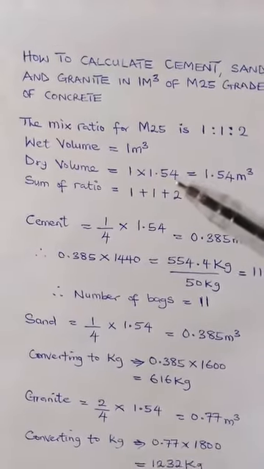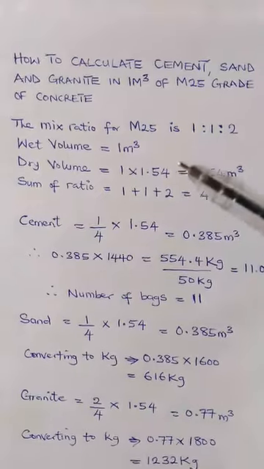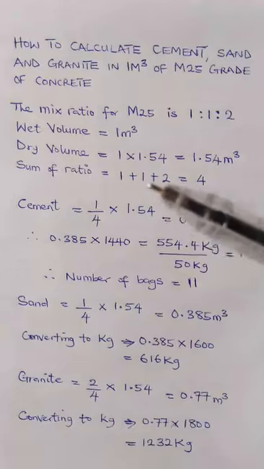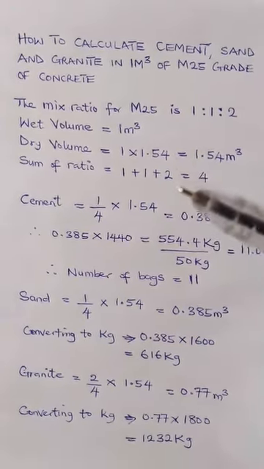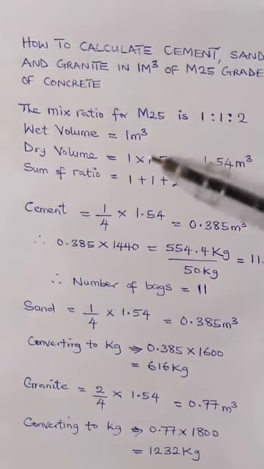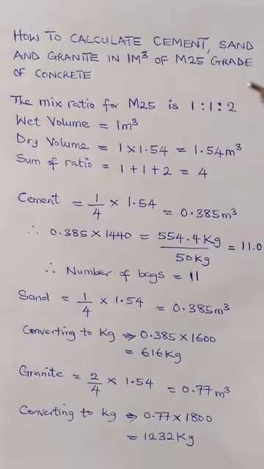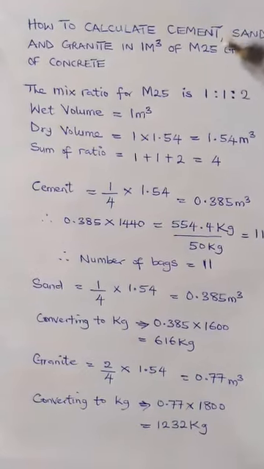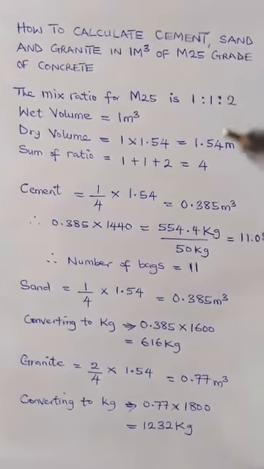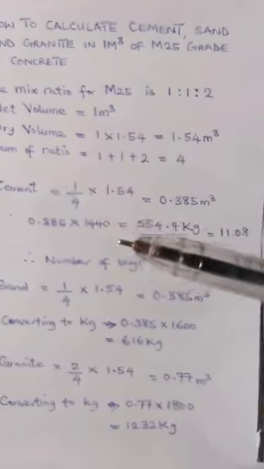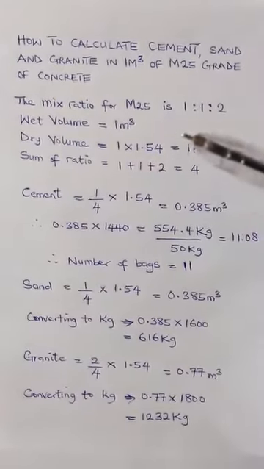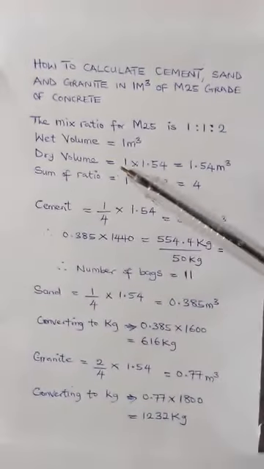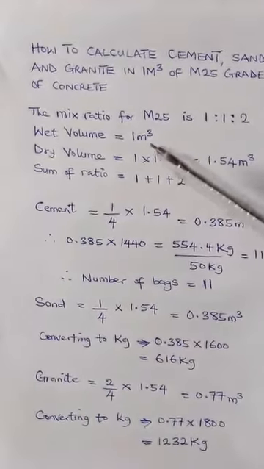Most times, when you calculate the volume of where you want to do your concreting, you may have 5 cubic meters or 6 cubic meters. All you need to do is multiply that quantity in cubic meters by the outcome of what we are going to compute for M25, if we are dealing with M25. So the wet volume is 1 cubic meter.